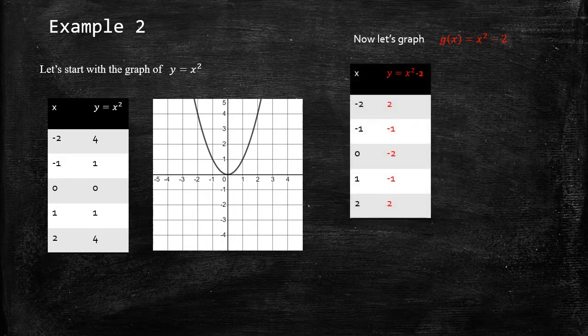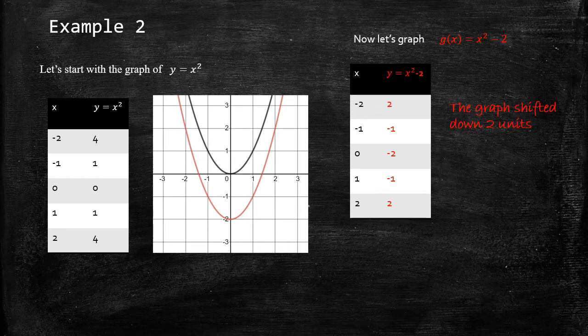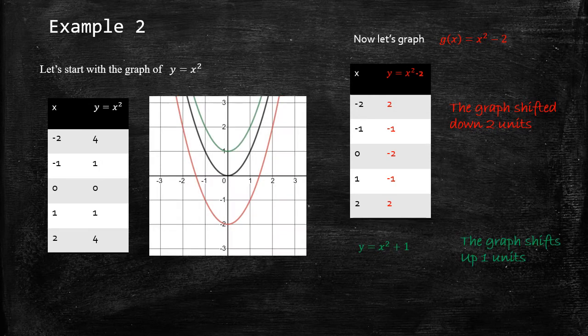Okay, so I plugged in those same 5 x values and found the corresponding y values. And here the graph is shown on the same coordinate system, so we see that the graph has been moved down 2 units. All right, next we're going to graph y equals x squared plus 1. And so in green, you can now see that that same graph has been shifted up 1 unit.